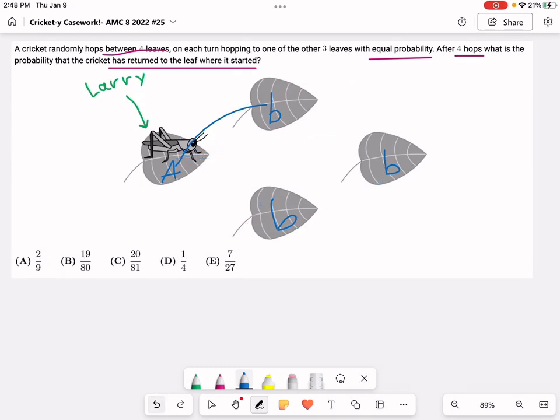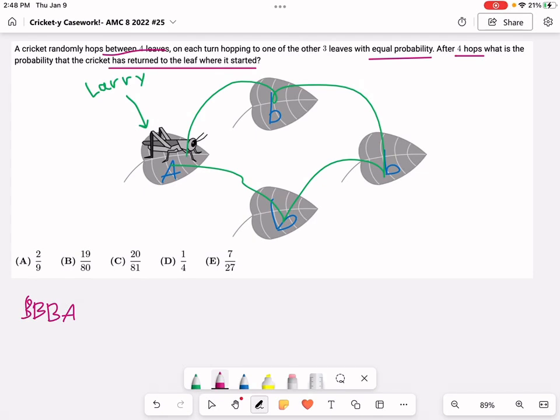Okay, so now let's get to the solving part. We're just going to brainstorm cases. That's what casework is. One of the most obvious cases is where Larry goes to all the B leaves, B, B, B, before he comes back to A. So we can denote this case as B, B, B, A. He comes back to A.